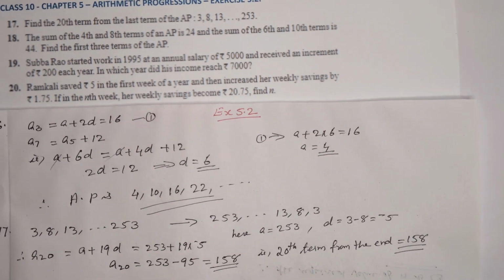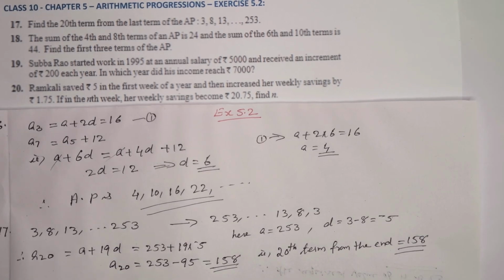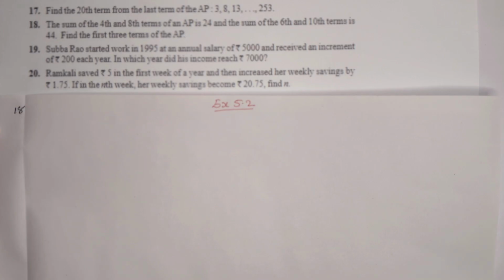So we can write in a sentence: the 20th term from the end is equal to 158. So first we have to write in reverse order, and from there the first term a and common difference d, then the 20th term. So here the 20th term from the end is 158 according to the question.